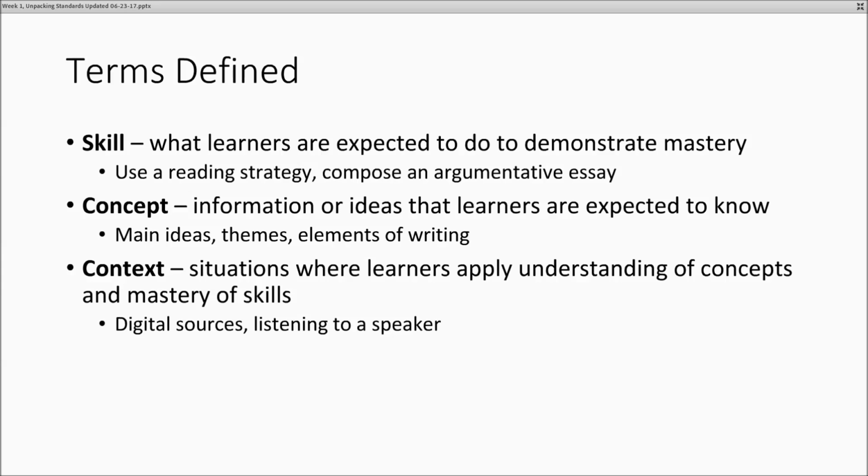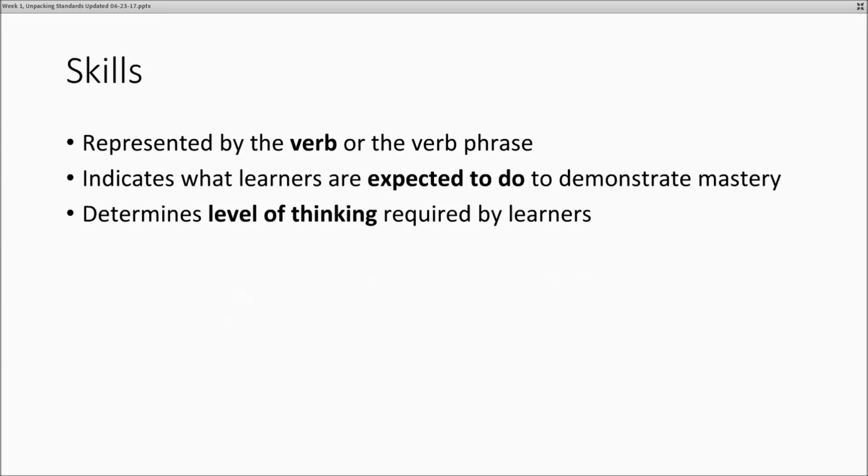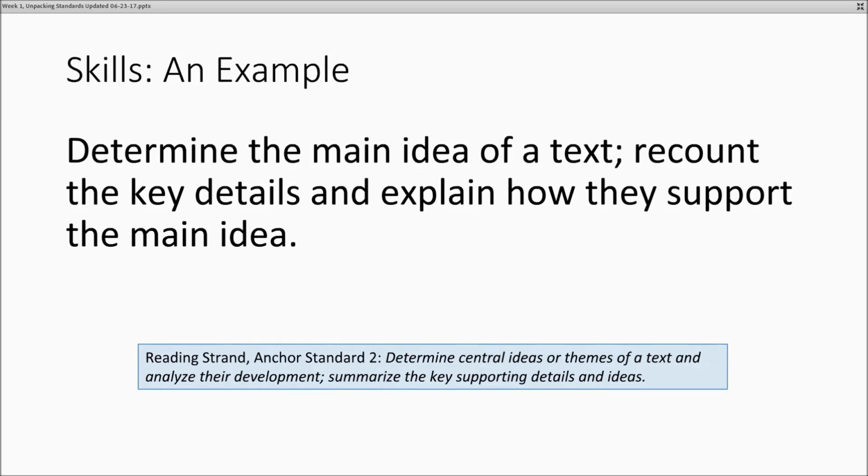Skills, concepts, context. Let's look at skills first in more detail. Skills are really represented in the standards by a verb or a verb phrase. So when we're trying to find skills, we isolate those verbs. They indicate what learners are expected to do to demonstrate mastery, and they really do determine the level of thinking required by the learners. So let's look at an example of one skill.